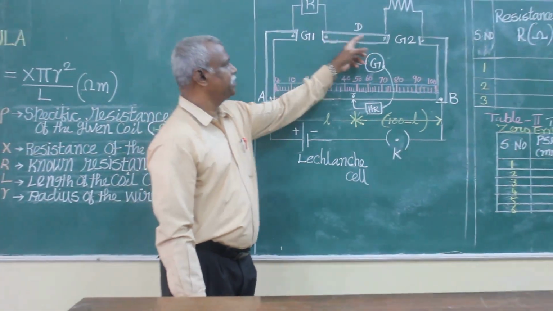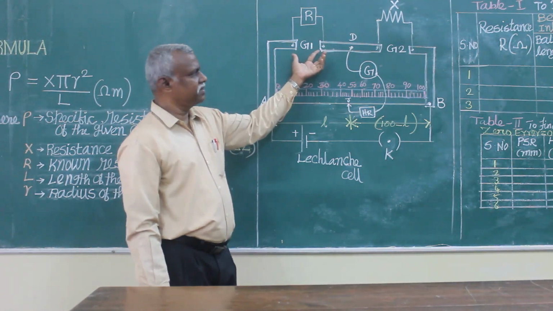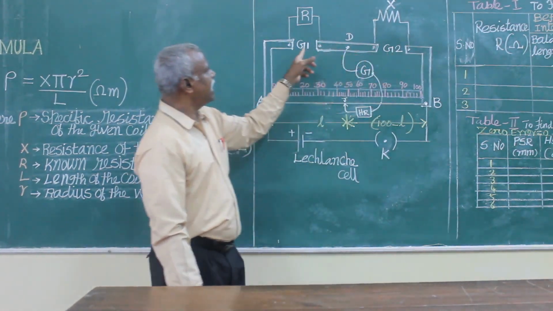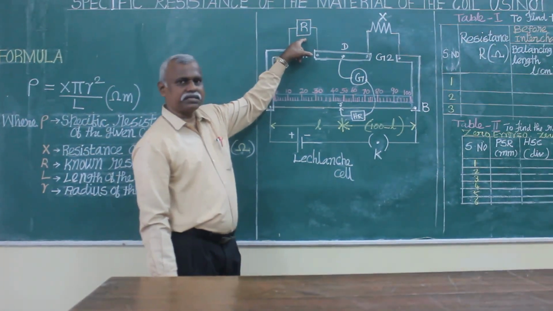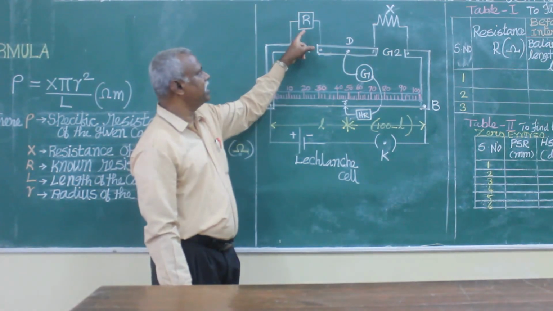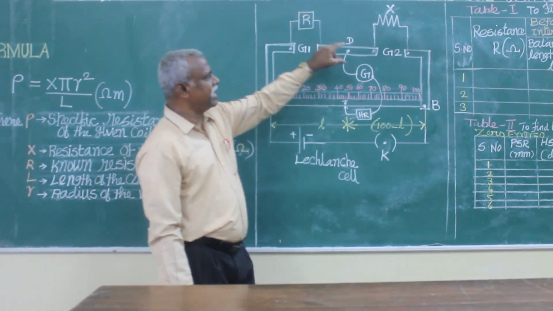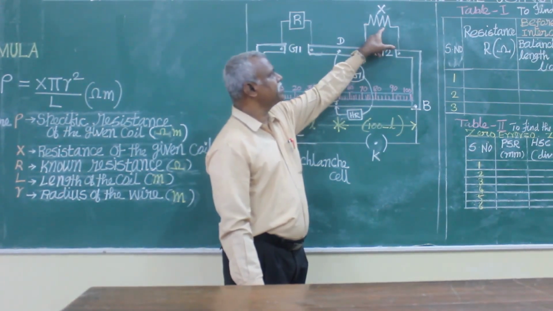Then here you have the copper strip. There are two gaps present here, G1 and G2. In the gap G1, you have to connect the known resistance, capital R. In the same way, in the gap G2, you have to connect the unknown resistance.